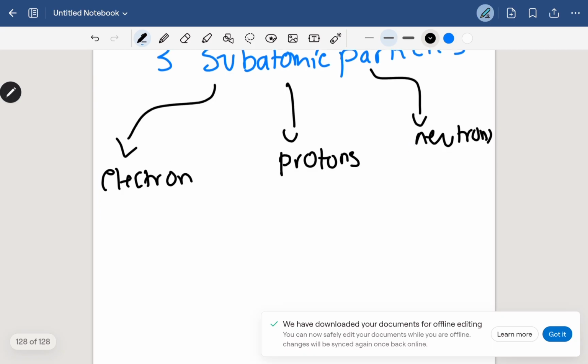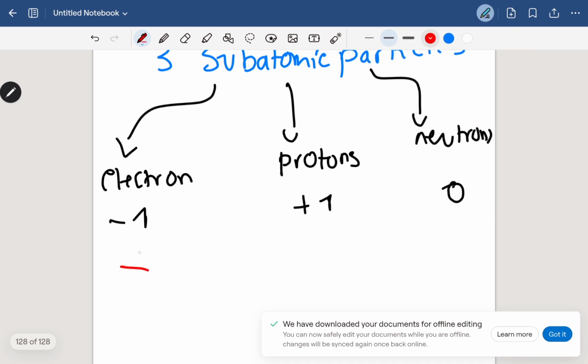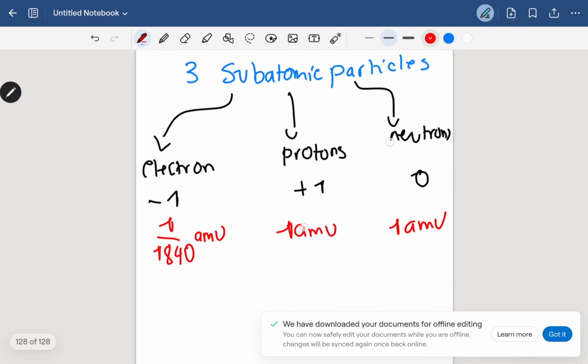Okay? So what we need to know about the electrons is that their charge is -1, the protons have a charge of +1, and the neutrons do not have a charge. Whereas in the case of mass, the electron has a mass of 1/1840 AMU, whereas the protons have a mass of 1 AMU and the neutrons have a mass of 1 AMU. Okay, so these are some of the main things we need to know.